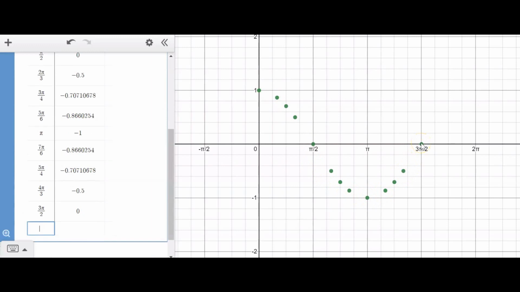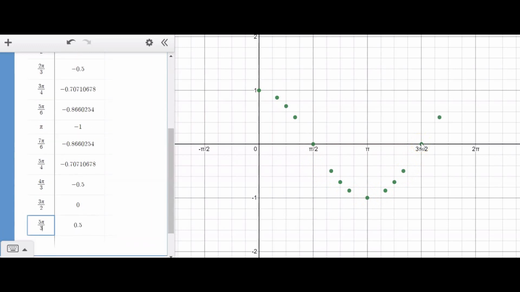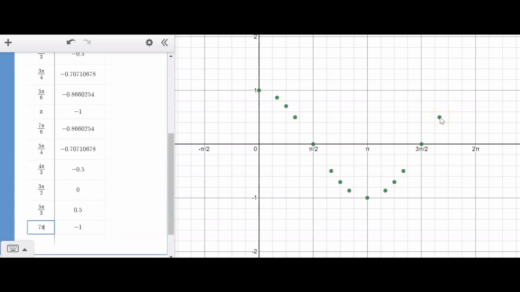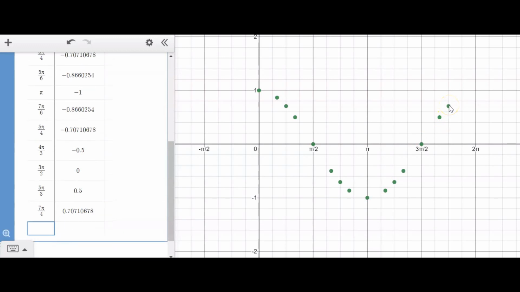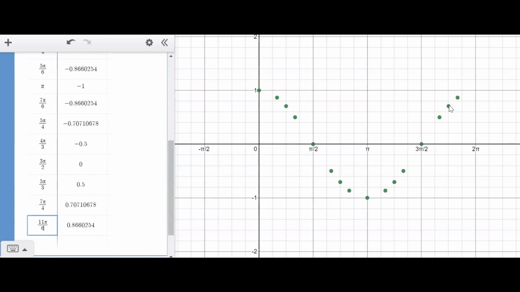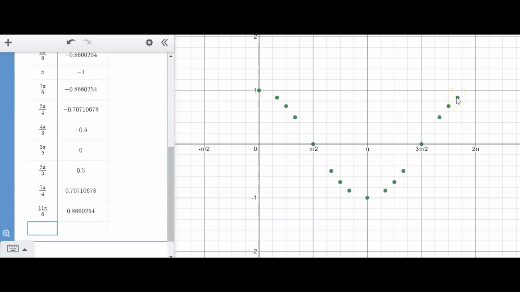And now the last part, we're going to have 5 pi over 3, which is going to be at 1/2. Then 7 pi over 4, which is going to be at square root of 2 over 2, right here. And then 11 pi over 6 is going to be at square root of 3 over 2. And then once we get to 2 pi, we are at 1. And so you can see that cosine is a little different than sine, where sine goes up, then down, then up.